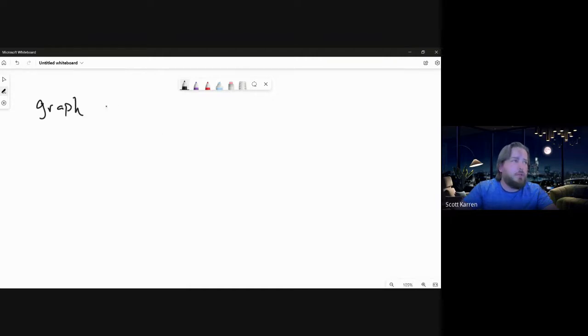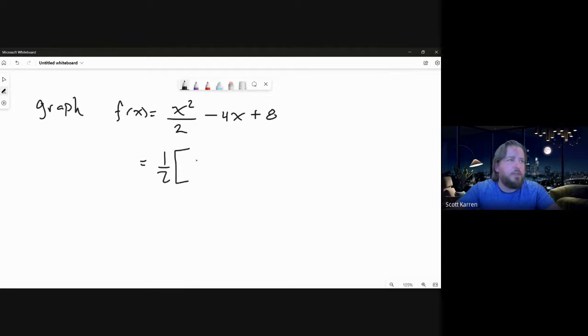Let's do f of x equals, let's say, x squared over 2 minus 4x plus 8. Okay. Now we're gonna have to be careful here because my a is not 1. So when I complete the square, the very first thing I want to do is factor out that 1/2, but I want to factor it out of everything, right? So I'll factor out the 1/2, and that leaves me now with just x squared. But remember, by factoring out the 1/2, that's like dividing each term by 1/2.